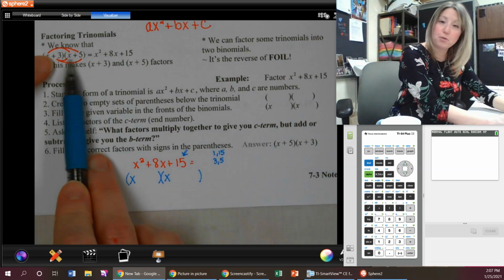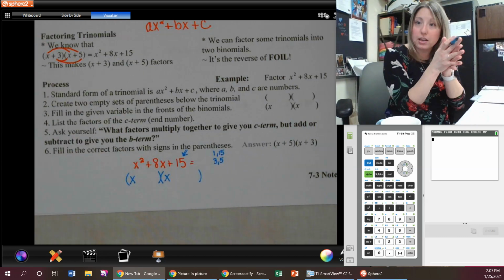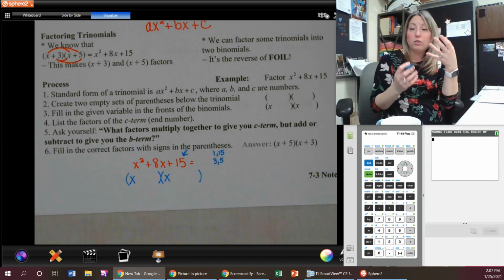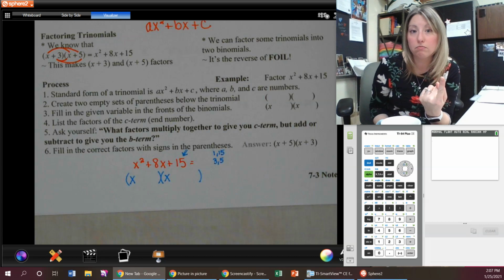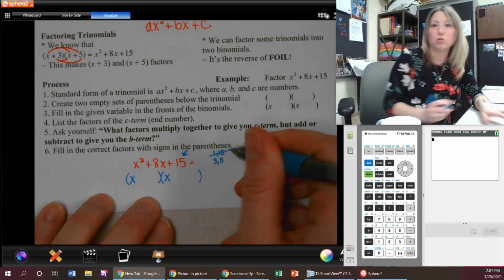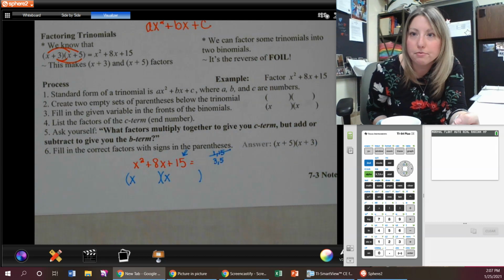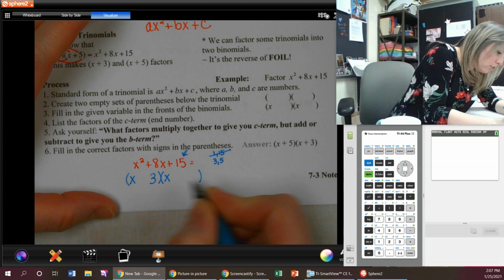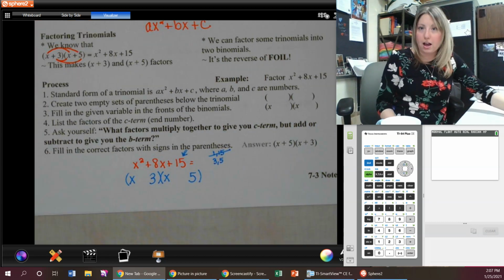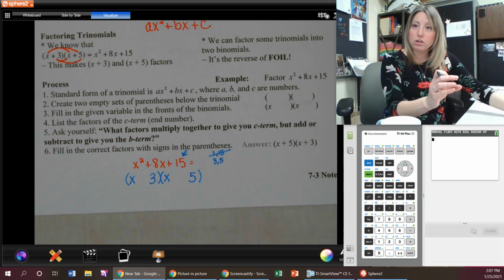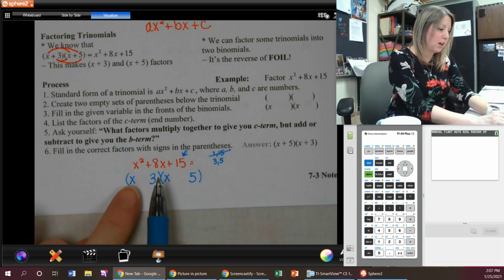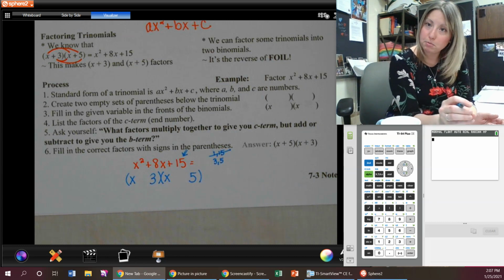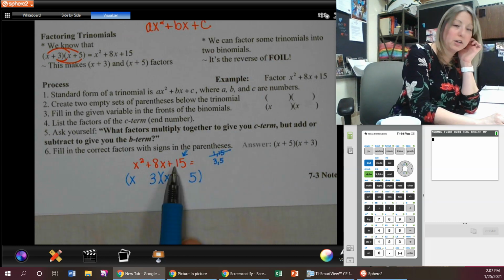Because when we did that FOIL up here, we had both the same sign. That means they combine by adding those coefficients together. So does 1 and 15 add up to 8? No, it adds up to 16, so that's out. How about 3 plus 5? Yeah, that adds up to 8. So what that tells me is the factors I'm going to use are 3 and 5. Now, the last thing I need in my binomials is the signs that separate the x and the constant. In this case, they're going to be the same sign because my end number is positive.